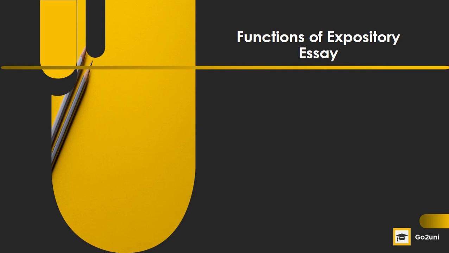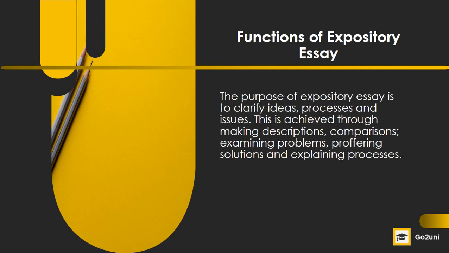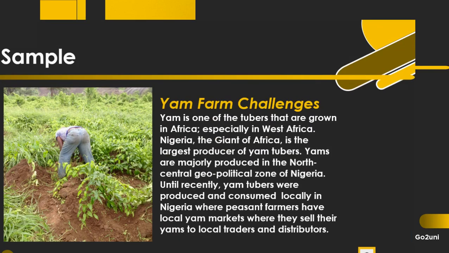Functions of expository essay. Why do people write it? The purpose of expository essay is to clarify ideas, processes, and issues. This is achieved through making descriptions, comparisons, examining problems, profiling solutions, and explaining processes.